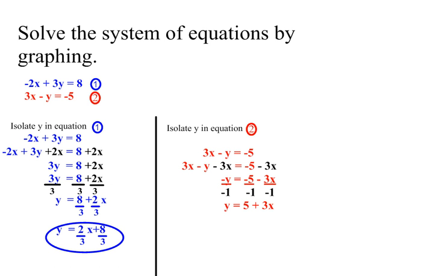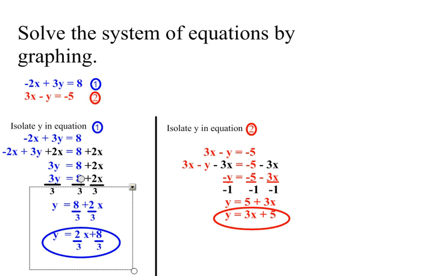And my next line will be y is equal to 5 plus 3x. Okay, so the negative 5 divided by negative 1 gives me a positive 5. Negative 3x divided by negative 1 gives me positive 3x. So we've successfully isolated y in our equation. Okay, so now our next step is to graph. I can graph this by using the slope y-intercept method.